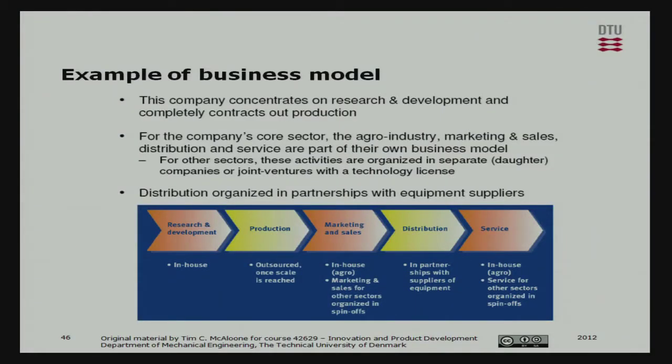Marketing and sales, all the core business-based marketing and sales around the agricultural business area, they're going to keep in-house. But should other spin-off areas come, so it could be sampling of wine, sampling of chemicals and so forth, they're going to organize that in spin-off organizations. The technology is the same, and if new areas come up, they'll create a new organization for measuring the quality of chemicals or measuring the quality of wine, or whatever it should be.